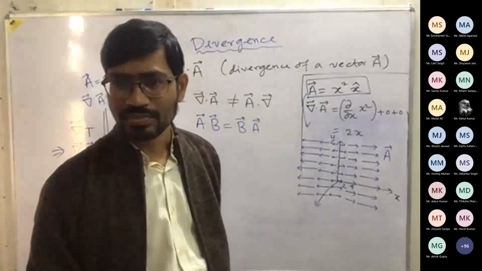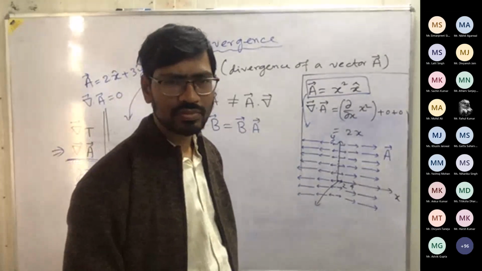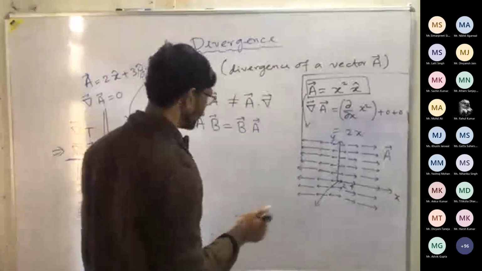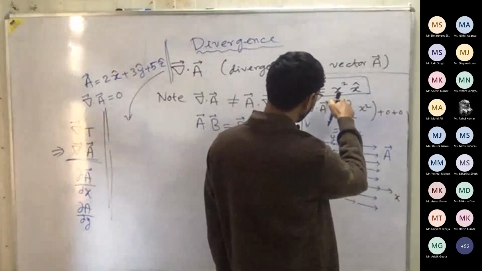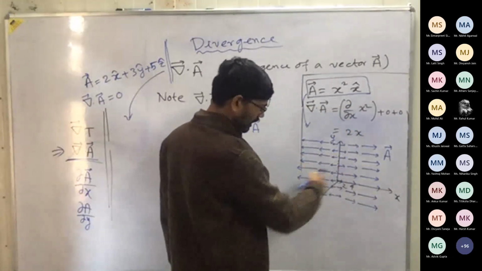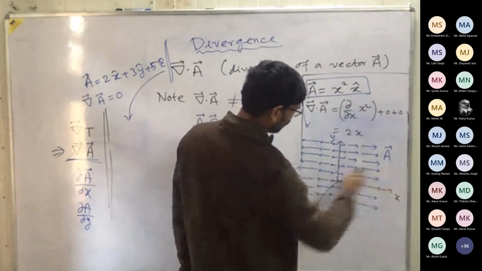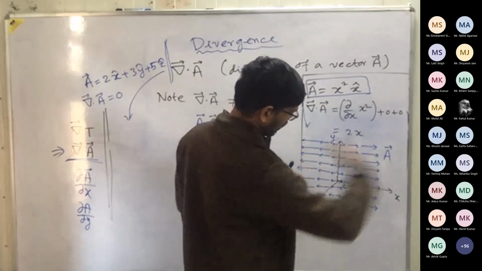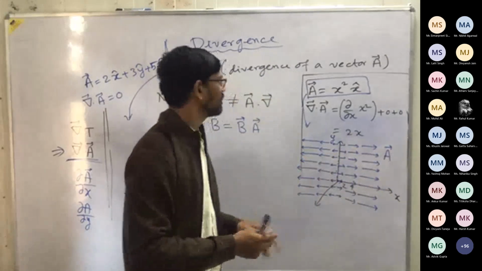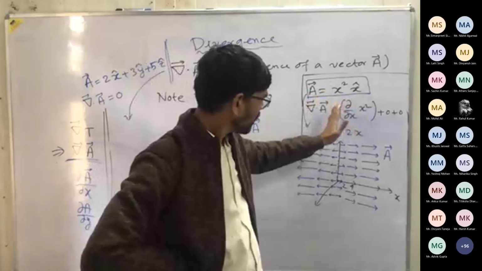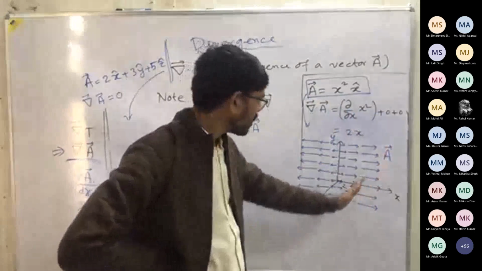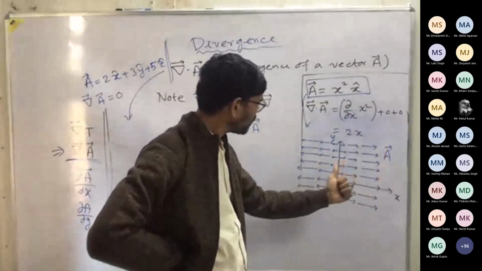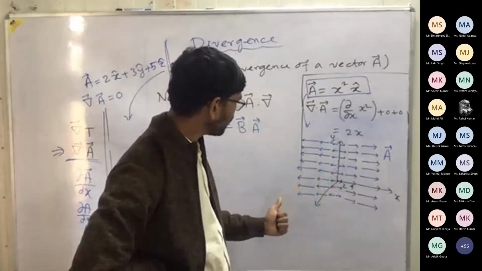Yes. Sir, yesterday you gave us a problem for a function 1 by r. Yeah, I'm coming to that. So with this one, you agree that this will be the arrow. When x is positive, the vector A is pointing towards the right, and the value increases with x square.